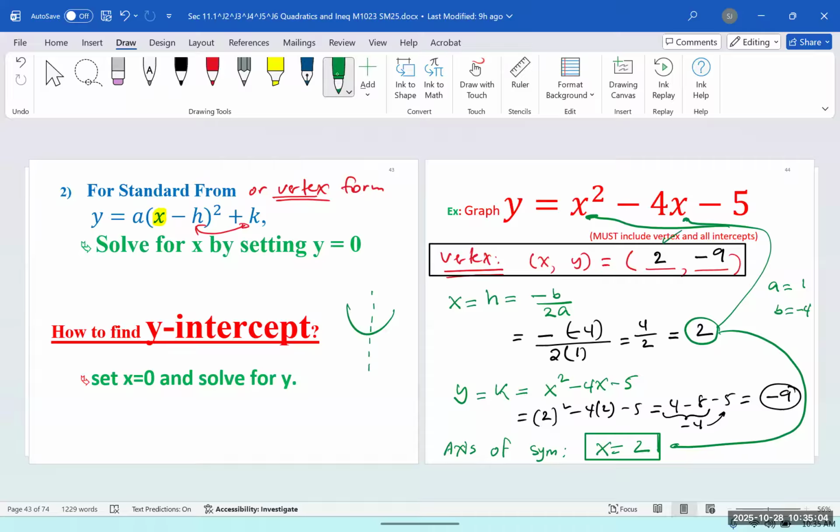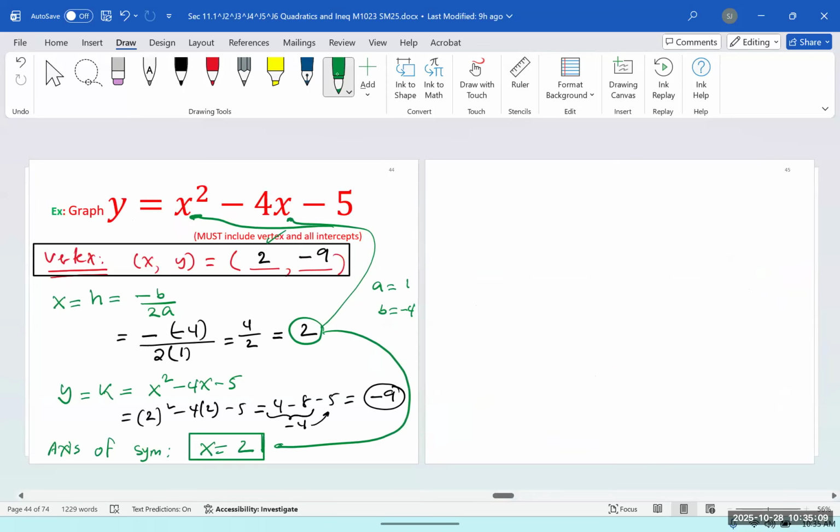And now the intercepts means the x-intercept and y-intercept. So let's go with the easy one first, y-intercept. How do we find y-intercept? Set x equals 0, solve for y. So it doesn't matter what the equation is. To find the y-intercept, this is the step. Set all the x to be 0.